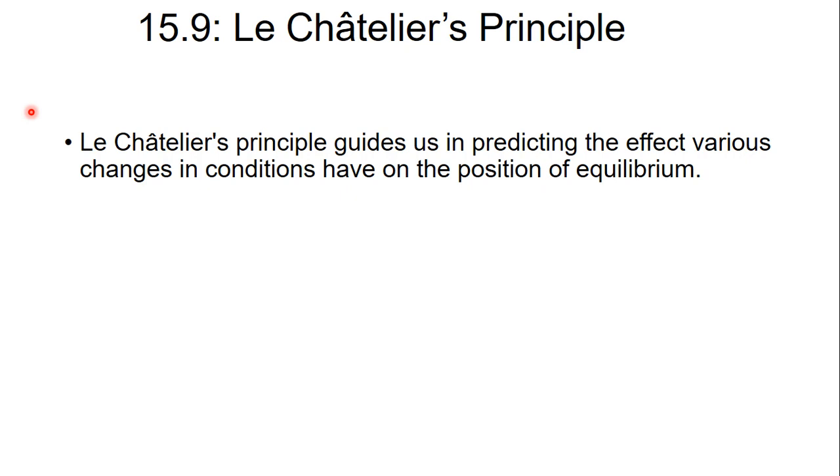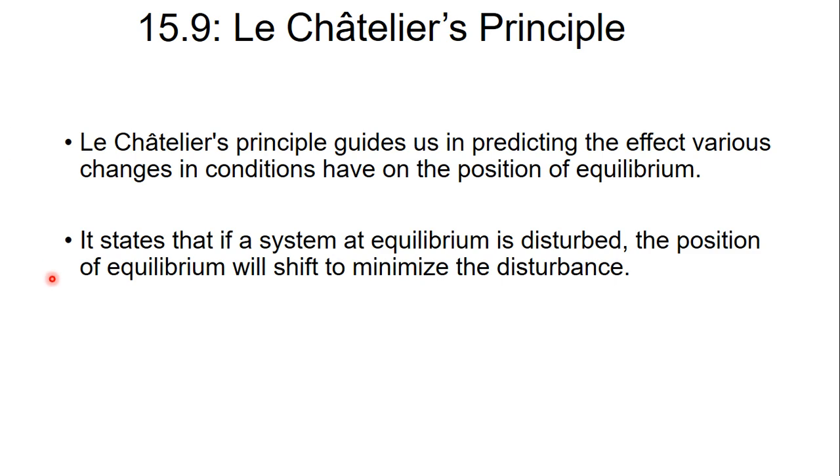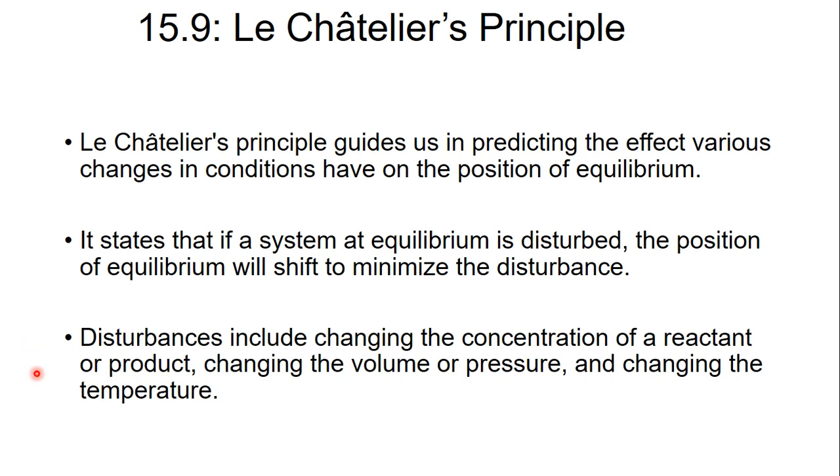In this video, we're going to look at Le Chatelier's principle, which is basically a way to determine, if we disturb equilibrium, which way the reaction will shift to restore equilibrium. As we talked about in the previous video, when we mess with equilibrium, the reaction will want to go back to equilibrium. The ways we can throw off equilibrium are to change the concentration of reactants or products, change the volume or pressure, and change the temperature.